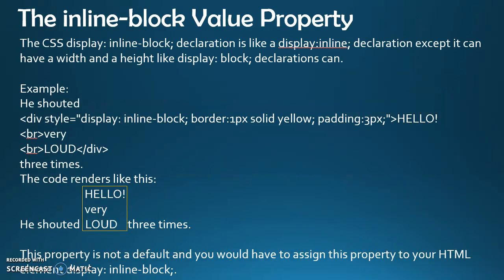The inline block value property. The CSS display inline block declaration is like a display inline declaration, except it can have a width and height like a display block declaration can. So in our example, he shouted hello very loud 3 times. With having that div in as an inline block, the code's going to render it more like this: he shouted hello very loud 3 times. But unlike the block, where it would have pushed he shouted and 3 times to different lines, it's able to stay in line and block that little section out for us. This property is not a default, and you have to assign this property to your HTML elements in order to display the inline block.